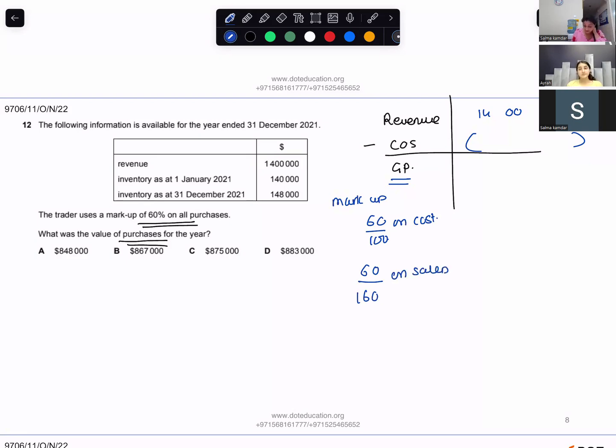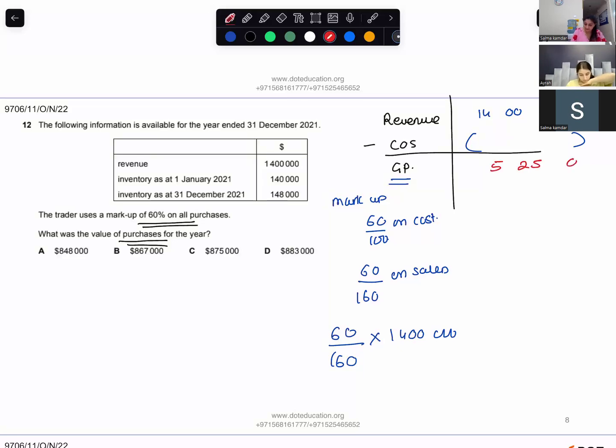What is your sales? 1,400,000. Okay. So what is your gross profit? I hope you've done your workings. Yeah, I've done my work. So gross profit is 5 lakh 25,000.